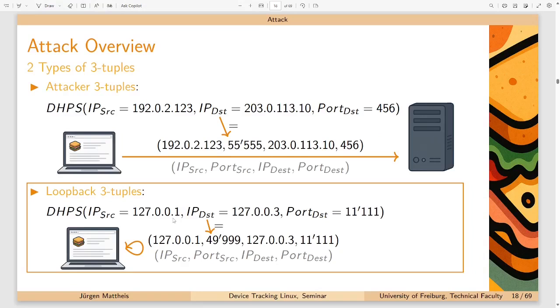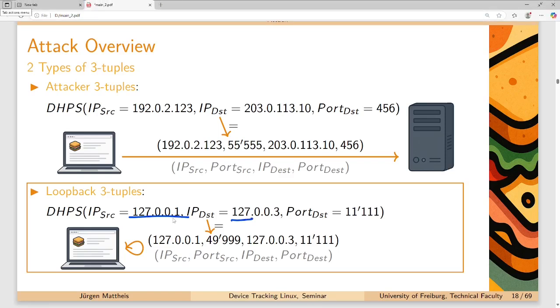As I said, there are attacker 3-tuples. They go to the tracking server, and there are loopback 3-tuples that stay within the client device, and they use so-called loopback addresses, which are these addresses with 127.